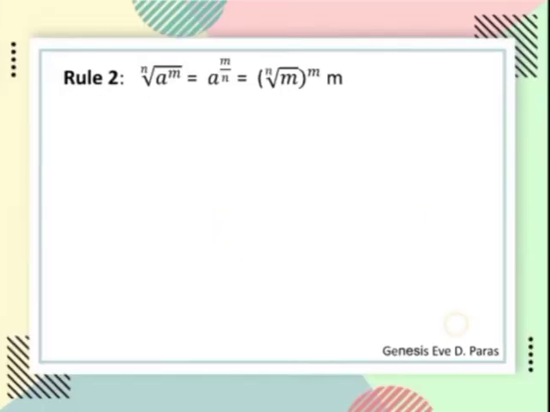Here is an example. The cube root of 4 squared. Base sa rule number 2, pwede mo na siyang isulat ng ganito. Then you're done.